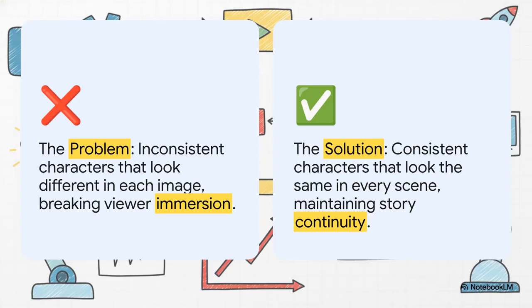Now, one of the biggest things that just screams low-quality AI video is character inconsistency. You know, where your main character looks like a totally different person in every other scene? It completely breaks the immersion, and honestly, it just looks unprofessional. But there's a remarkably simple fix for this.